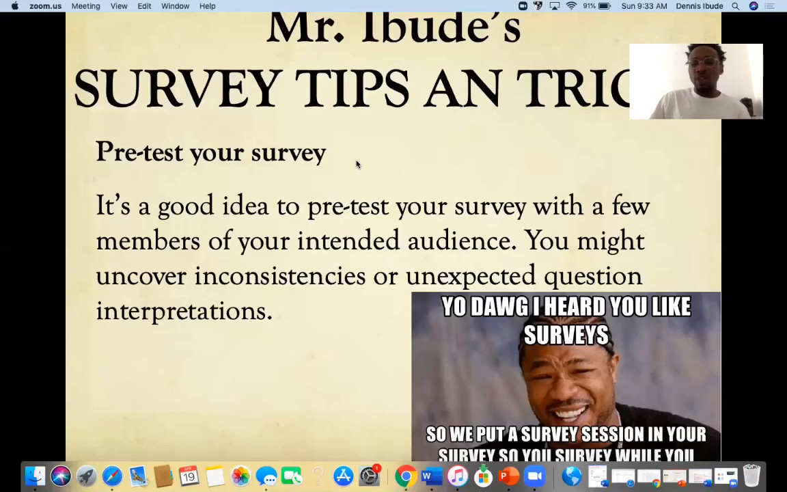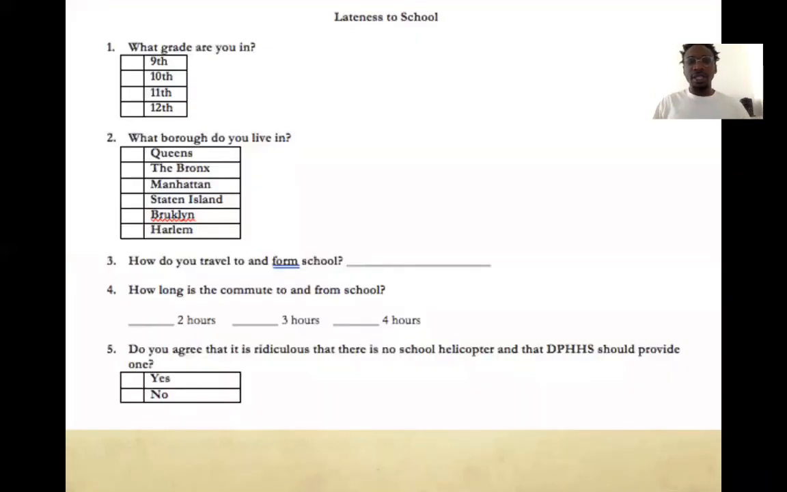So let's dive into one of the surveys a high school student did, and then we're going to break it down to pinpoint some of the things that they did well and some of the things that they need to work on to make sure that their survey is ready to go. Looking at the survey itself, off the back, lateness to school, there's no question. But that's not the topic for today. So let's dive into the questions.